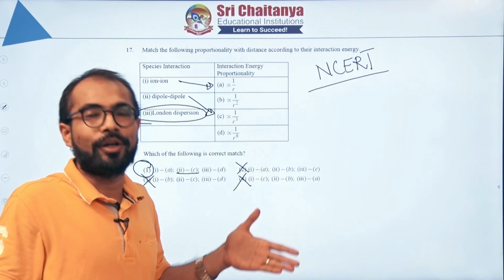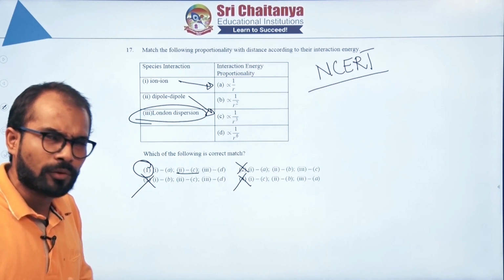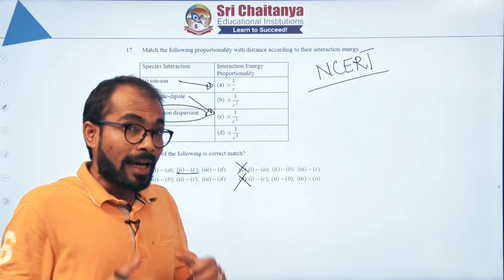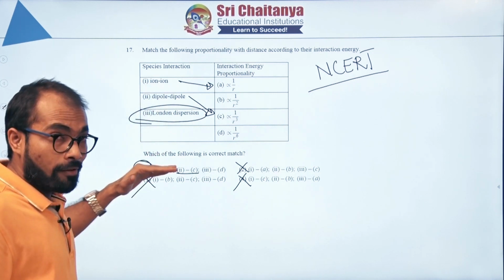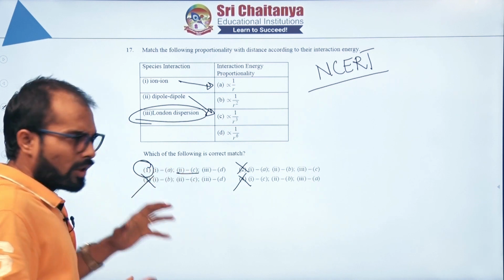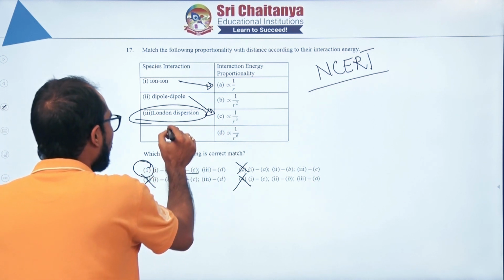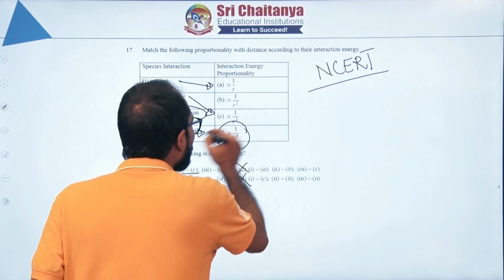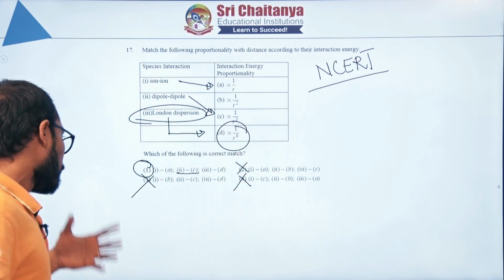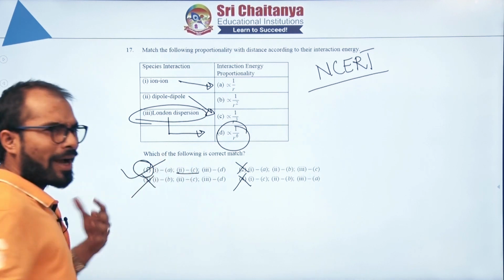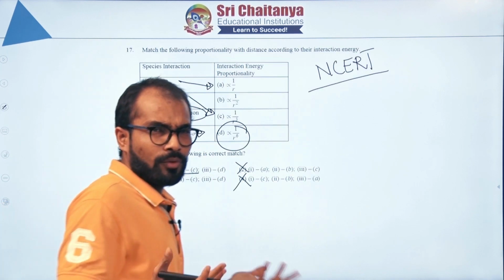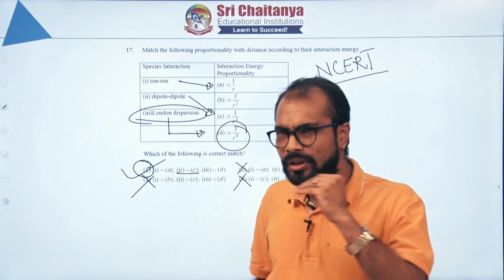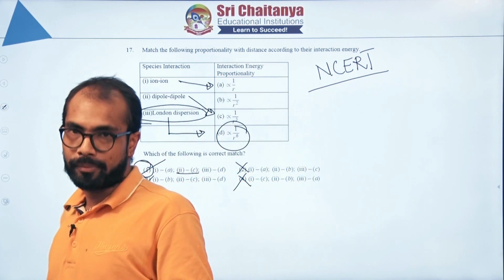This is what they want, because for London dispersion force you cannot solve it, right? That is why they have given the options very cleverly. Now, if you go through your NCERT, it will be written there, London dispersion force is inversely proportional to R to the power 6. So, that means my answer is 1. Go by elimination, you eliminate 3 options, you are left with only 1 option. That is the most intelligent way to approach the paper.